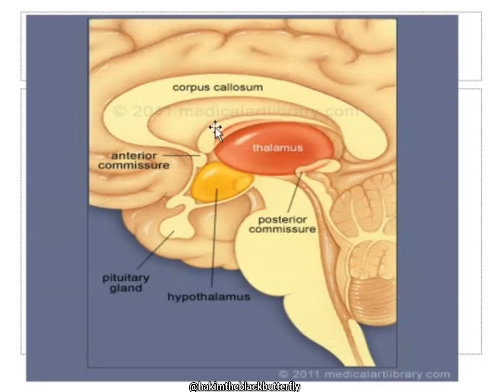Superior, you have the fornix. Anterior, you have the anterior commissure. Posterior, you have the pineal gland. Inferior, you have the posterior commissure and the cerebral aqueduct. This cerebral aqueduct carries cerebrospinal fluid from the third ventricle, which is in this region, to the fourth ventricle, which is here.